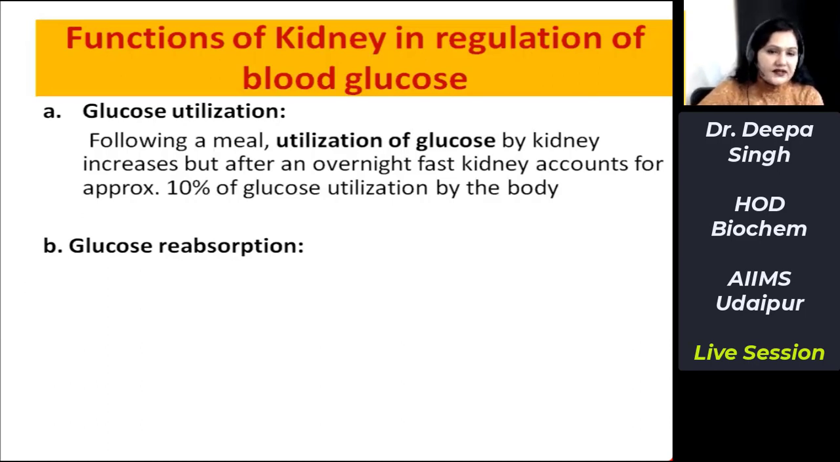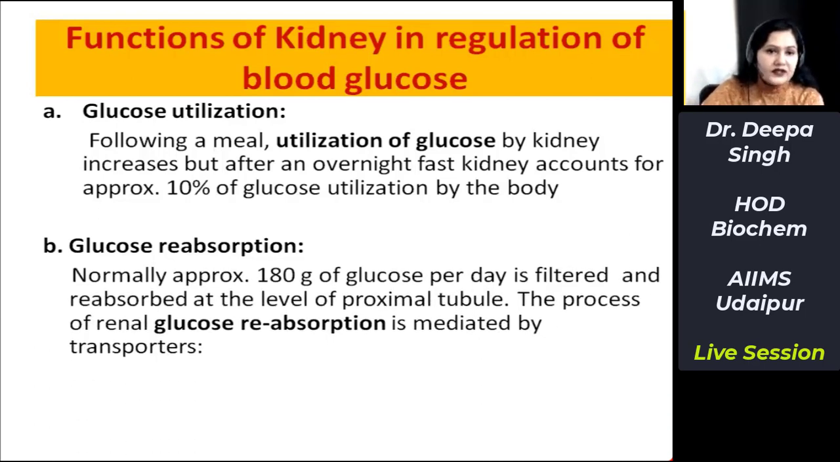Second comes glucose reabsorption. See, in one day, approximately 180 gram of glucose is filtered and reabsorbed by the kidney from the glomerular filtrate at the proximal tubule level. The reabsorption is possible with the help of transporters: active transport with the help of sodium coupled glucose transporter and passive transport with the help of glucose transporter.